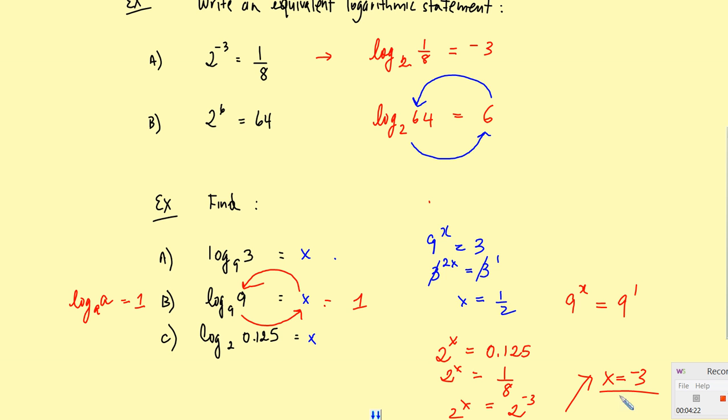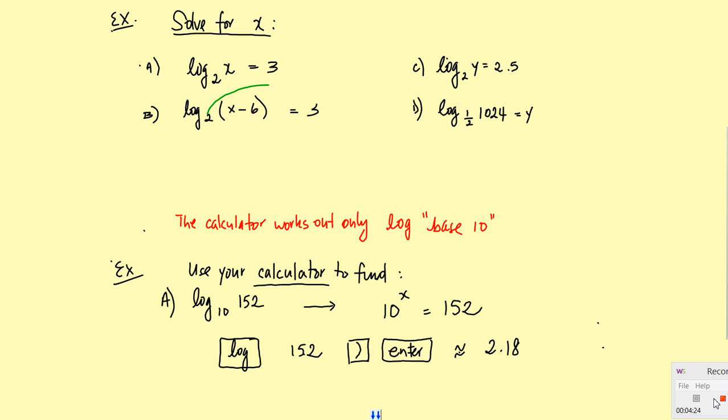So if we look at a few more examples, questions can get a teeny bit more complicated as we start looking at some of the possibilities here. The first one is quite simple: if I have log base 2 of x equaling 3, that's really saying 2 raised to the power of 3 equals x, and 2 raised to the power of 3 equaling x tells me that x is just equal to 8.